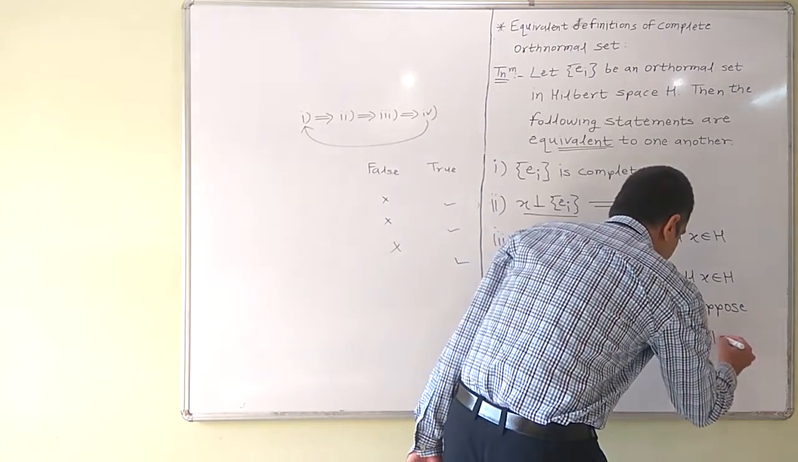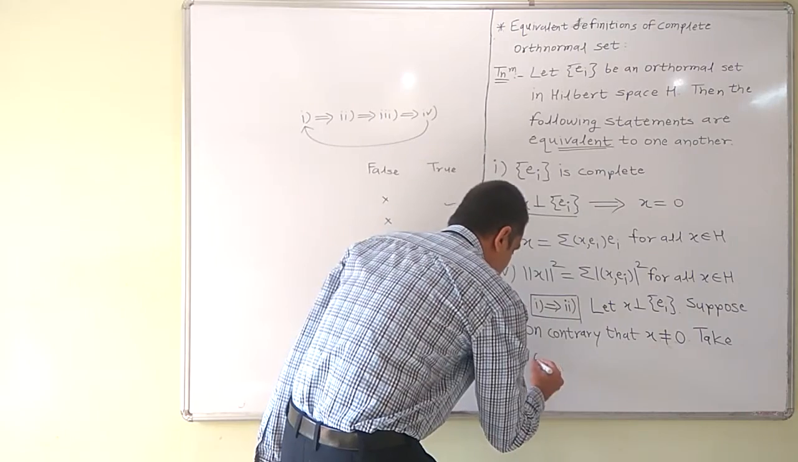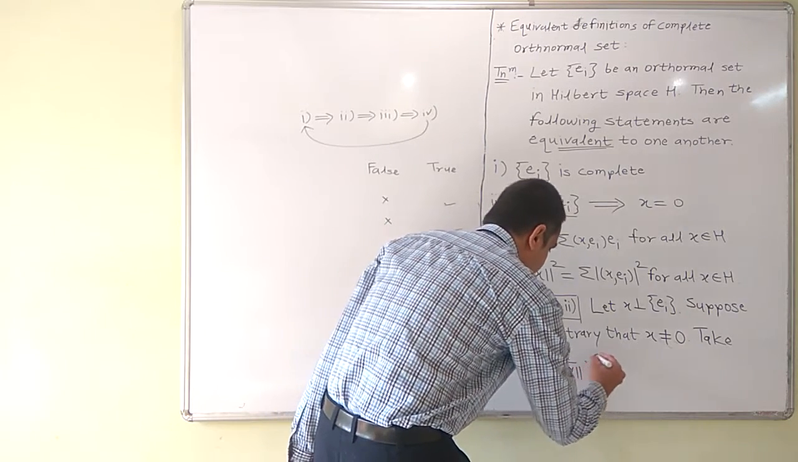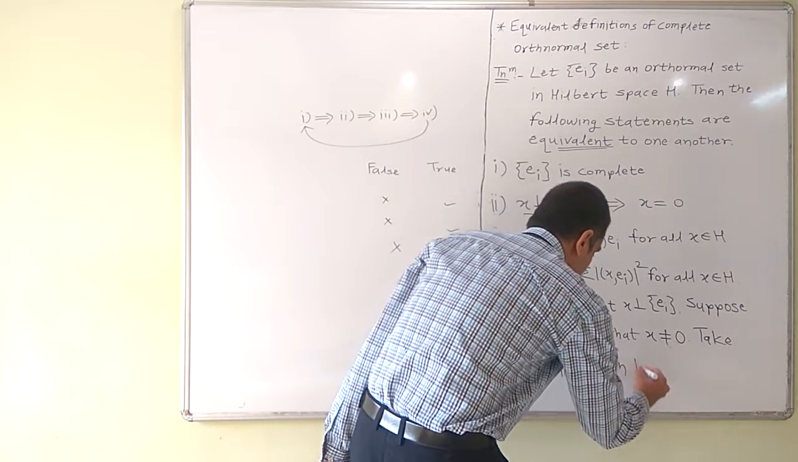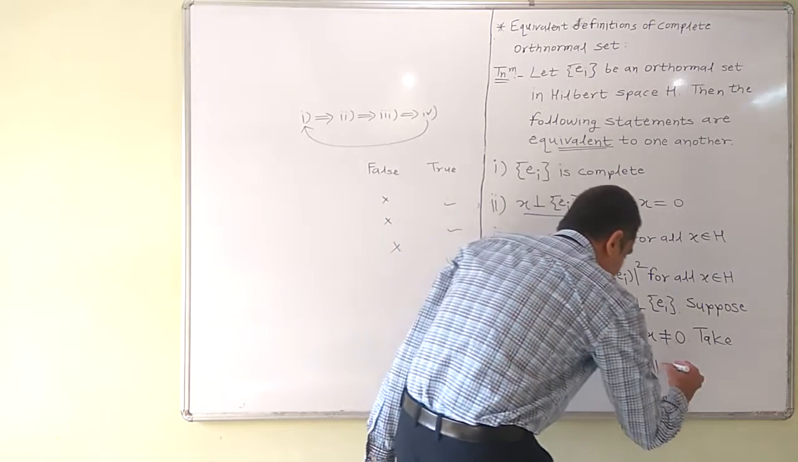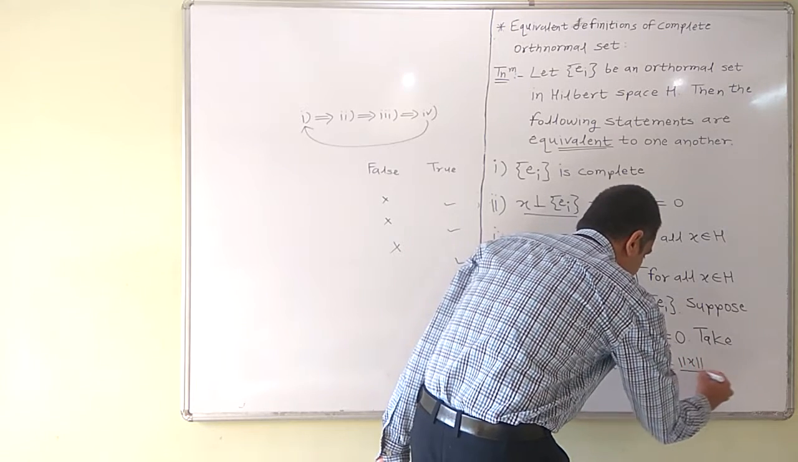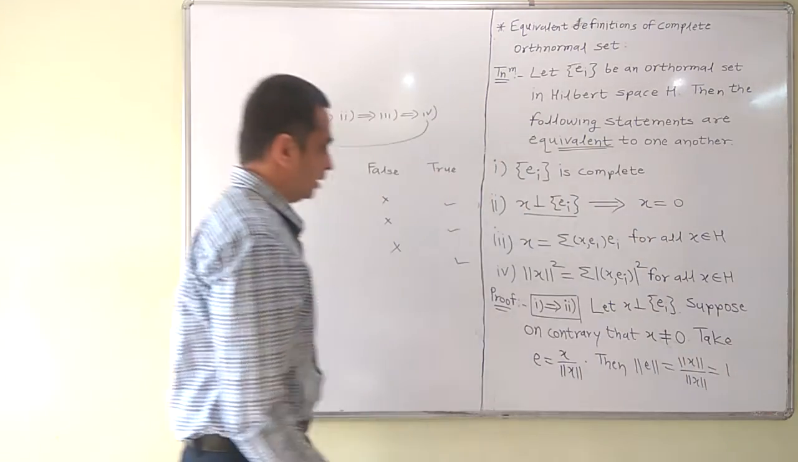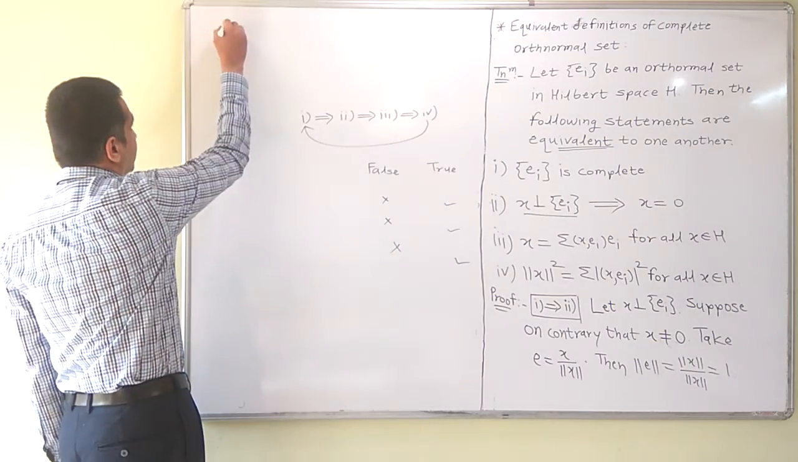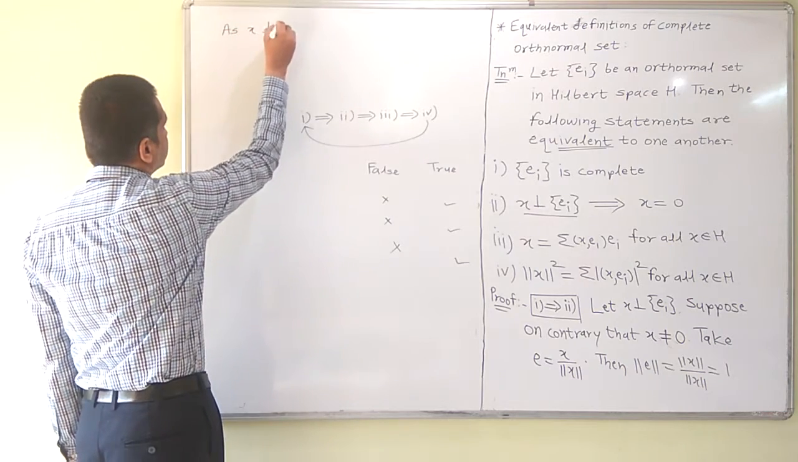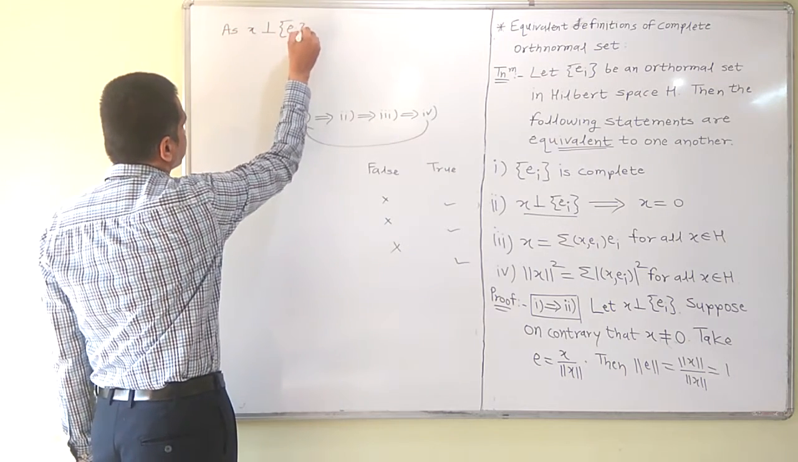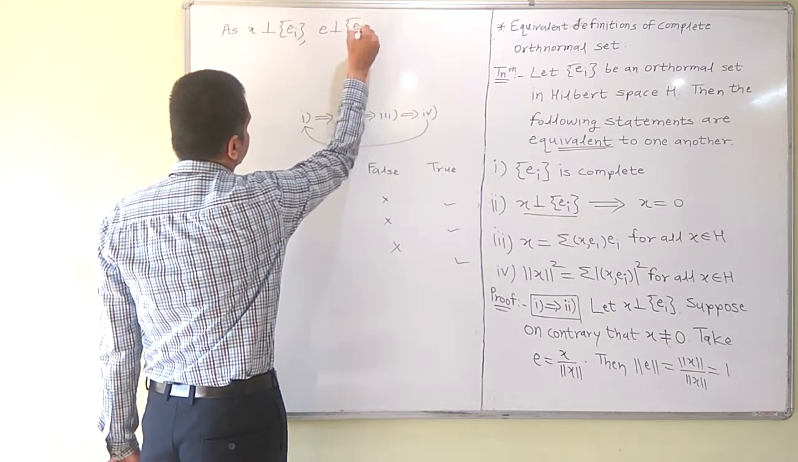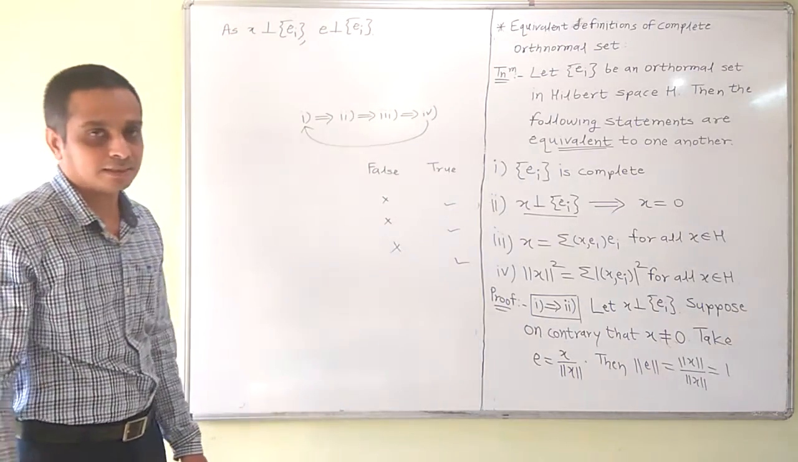Take e equal to x upon norm x. Then it is clear that the norm of e is equal to norm of x upon norm of x, which equals 1. Also, as x is orthogonal to this set E_i, e is going to be orthogonal to this set E_i.